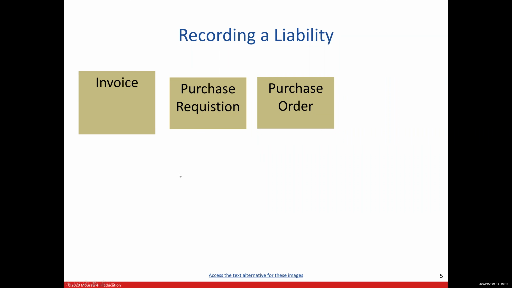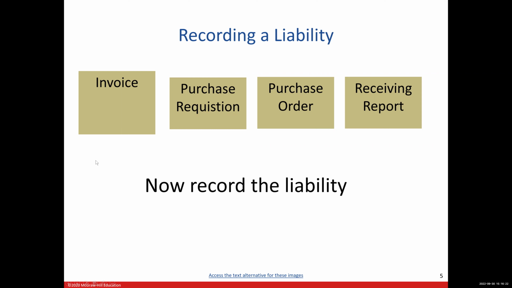The last thing we have to check, did we receive it? See, until we receive it, we don't even owe it. So now we would record the liability. We've got the invoice from the vendor. We did requisition it. The purchasing department did order it, and we received it. And as accounts payable clerk, you'll take all of these documents and staple them together and file them away as proof that we do have a liability.